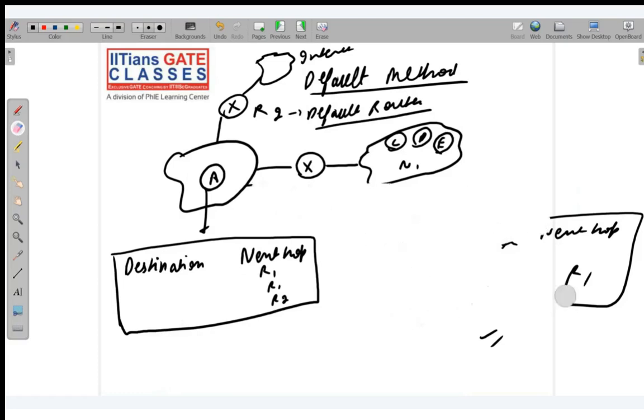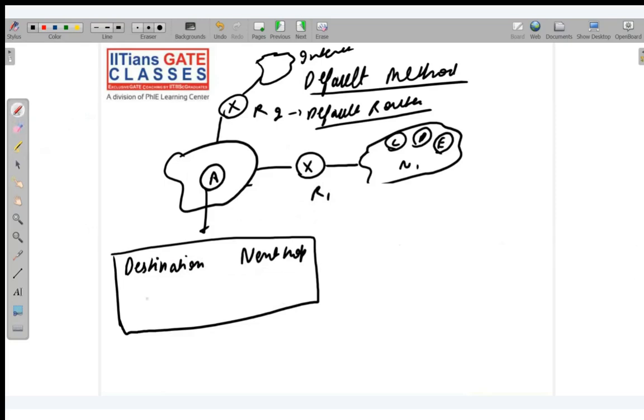R1 and R2. So if destination is N1, next hop is R1. If destination is any other, I will write here any other, then router is R2, or next hop is R2. That's it. So only 2 entries.